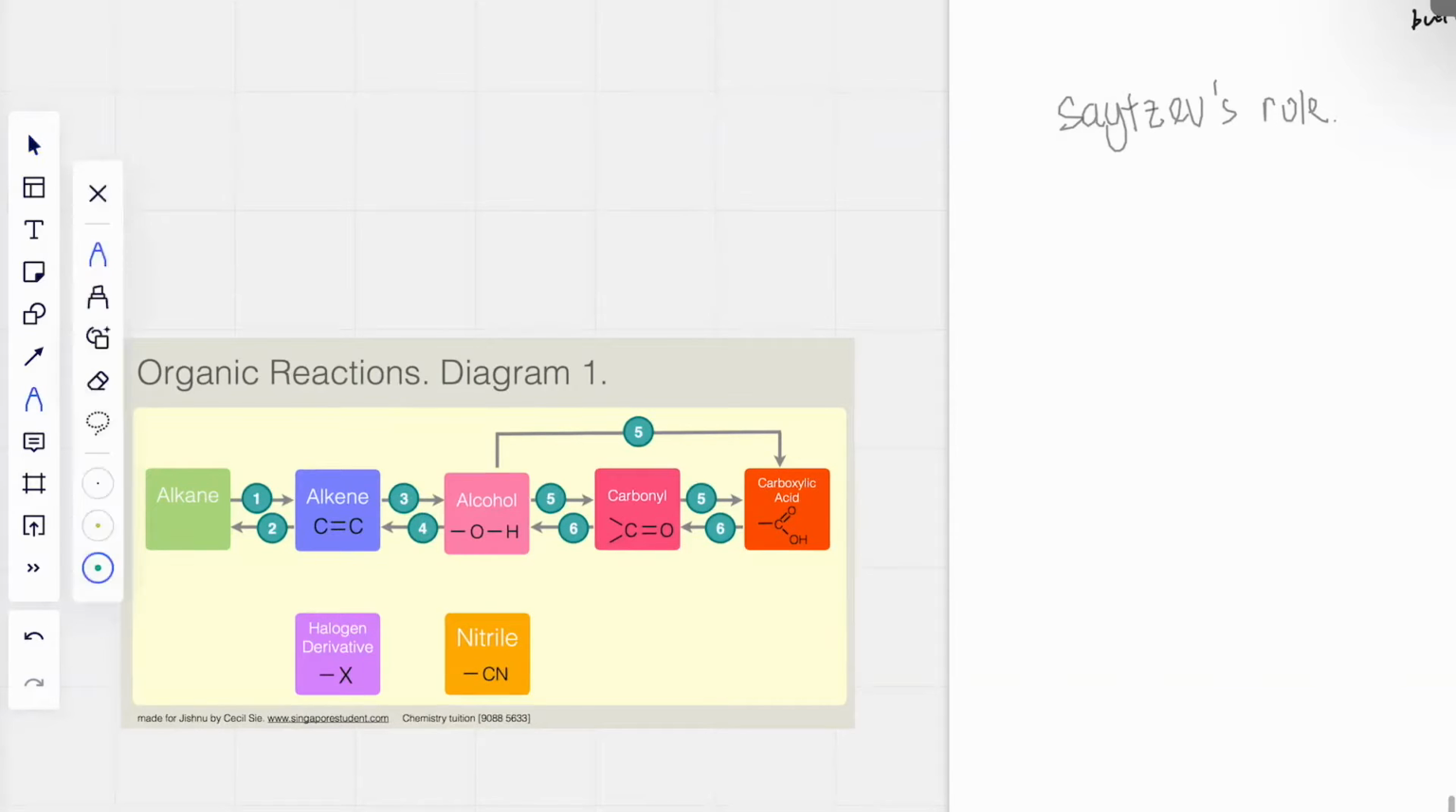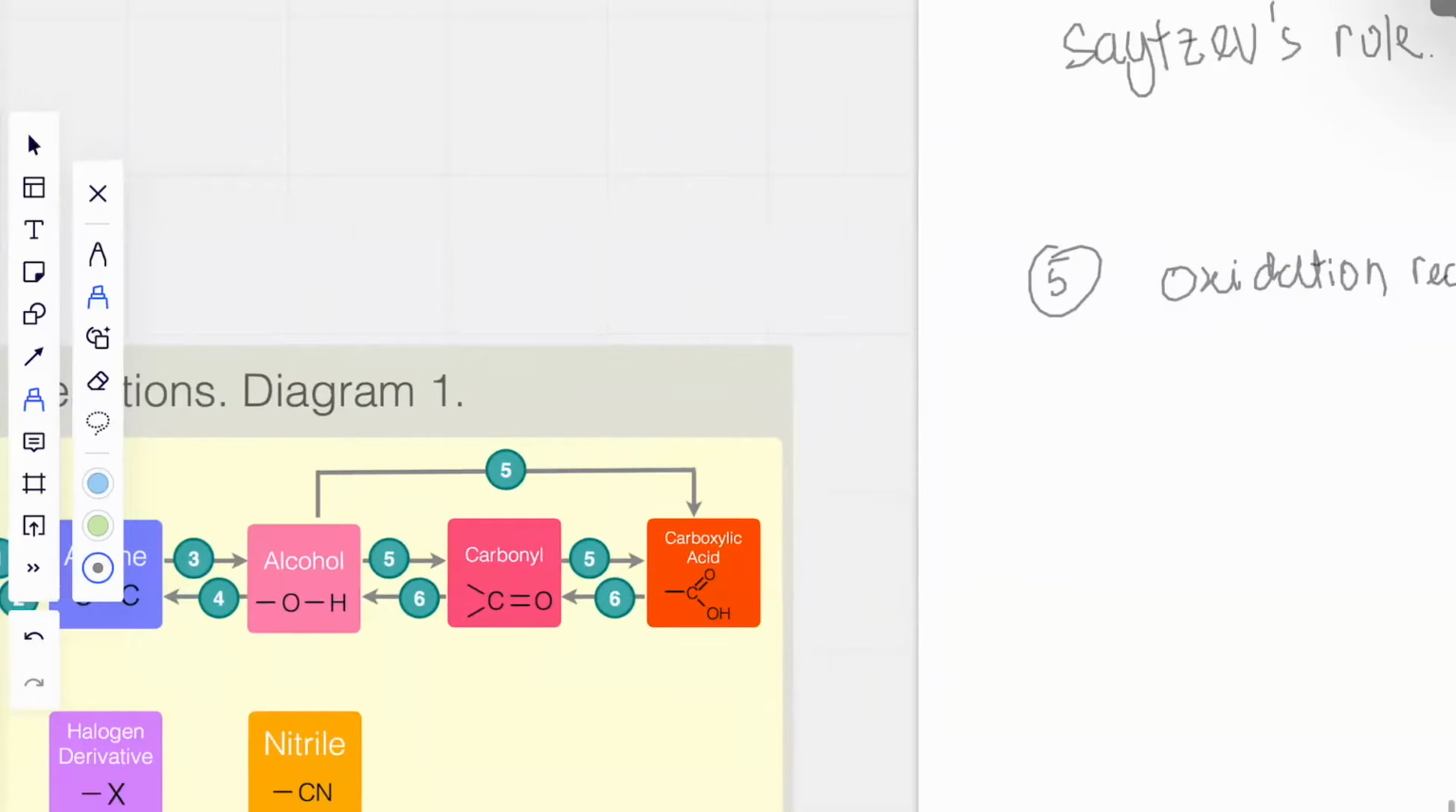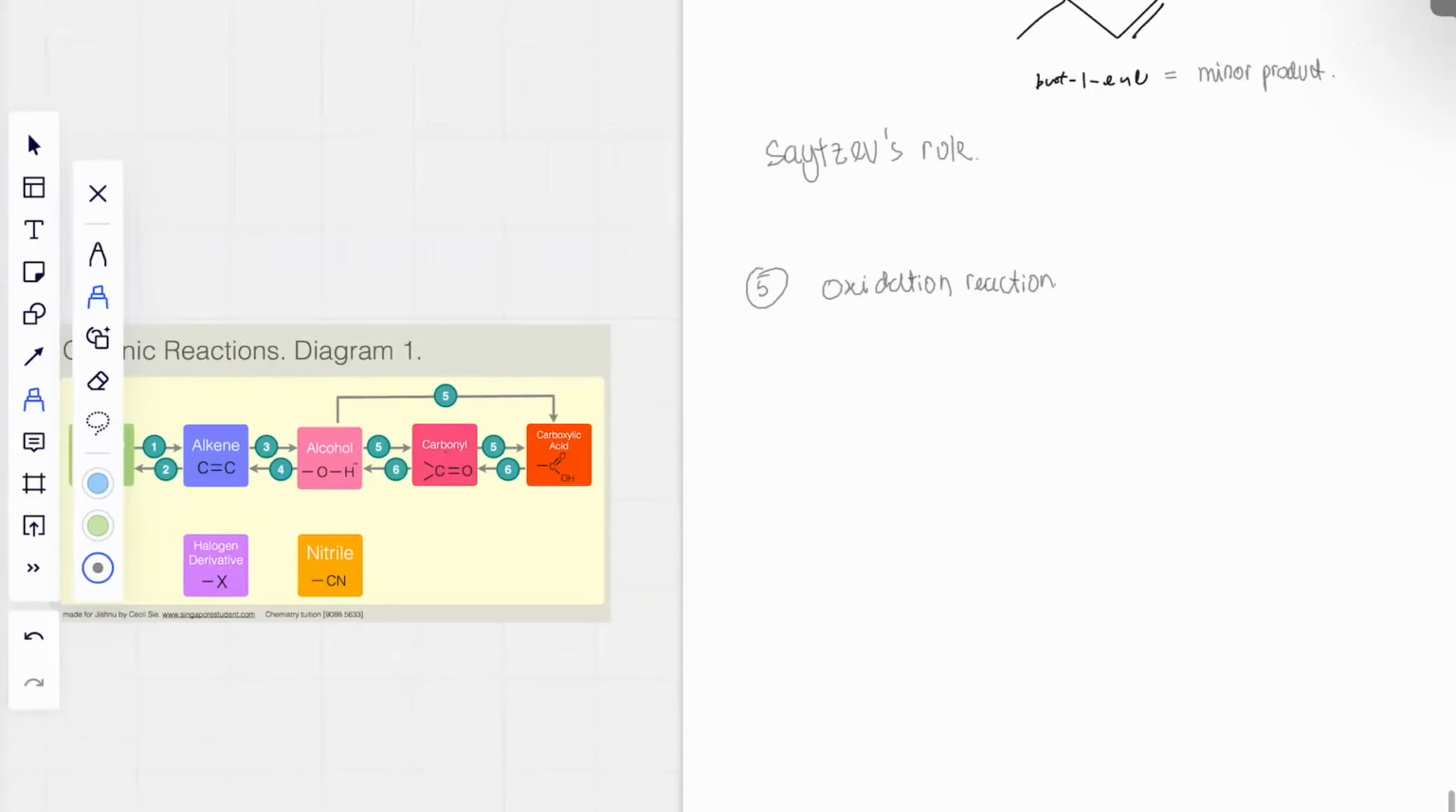All these reactions are called oxidation reaction. And you have this thing here: alcohol to carbonyl, carbonyl to carboxylic acid, or alcohol directly to carboxylic acid. And what is carbonyl? Carbonyl is either aldehyde or ketone.